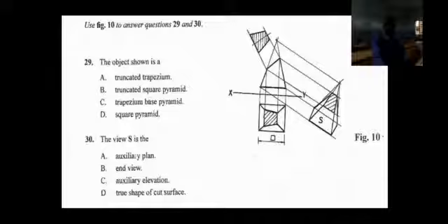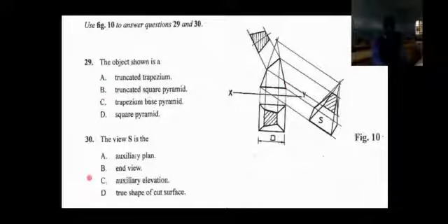Question number 29 and 30 will be answered by using this illustration here. But then, let us look at this question number 29. The object as shown is what? The answer is truncated square base pyramid. The base is square, and it is a pyramid having this triangular form. It is truncated like this. So it's truncated square base pyramid. The answer is B. Now, number 30.